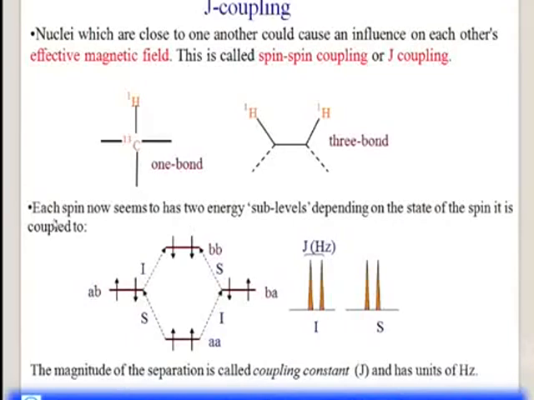Nuclei which are close to one another could influence each other's effective magnetic field. This is called spin-spin coupling or J coupling. Each spin now has two energy sublevels depending on the state of the spin, and it is coupled to the A, B and BA protons. This kind of coupling takes place, and the magnitude of separation is called the coupling constant and has units of hertz.